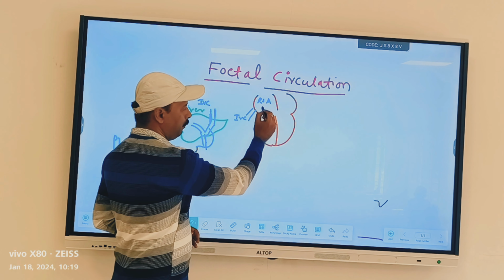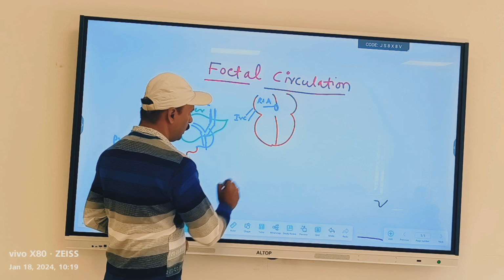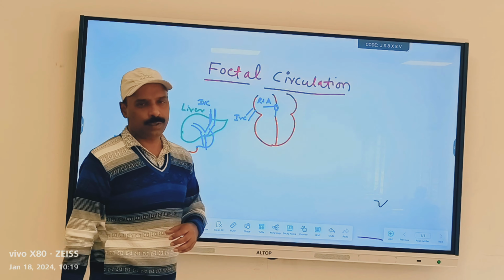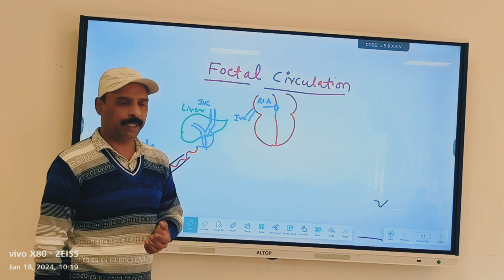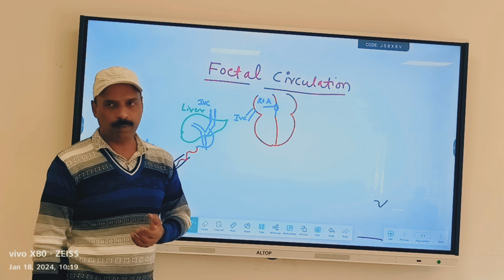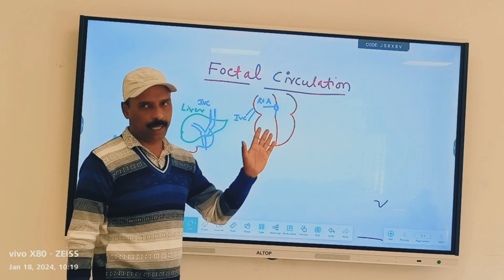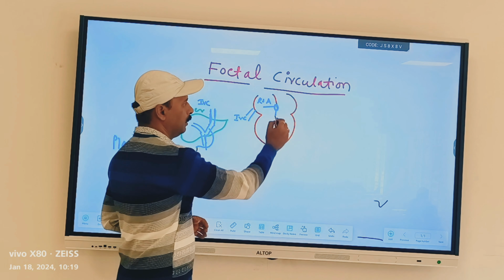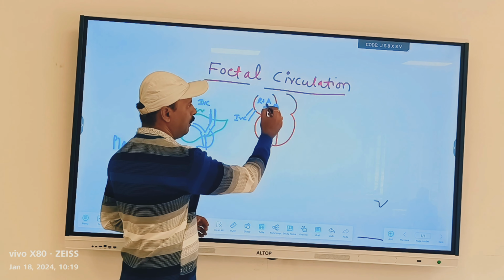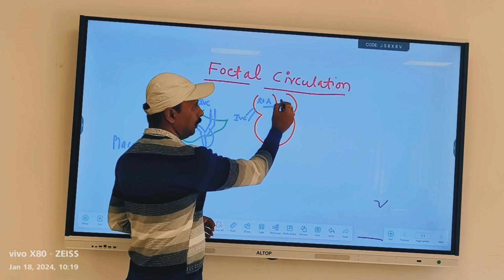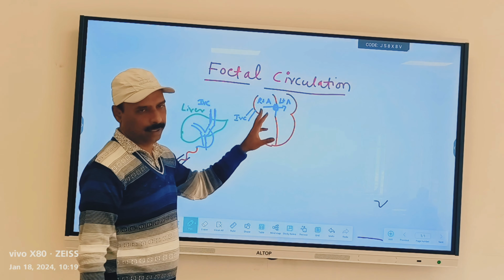Then from the right atrium, blood goes directly through one opening, the foramen ovale. Fossa ovalis is the remnant which remains after closing, but here we have the foramen ovale. This is the opening between the two atria, right and left atrium. Blood from the right atrium reaches the left atrium. Okay, listen, left atrium. Is it clear?